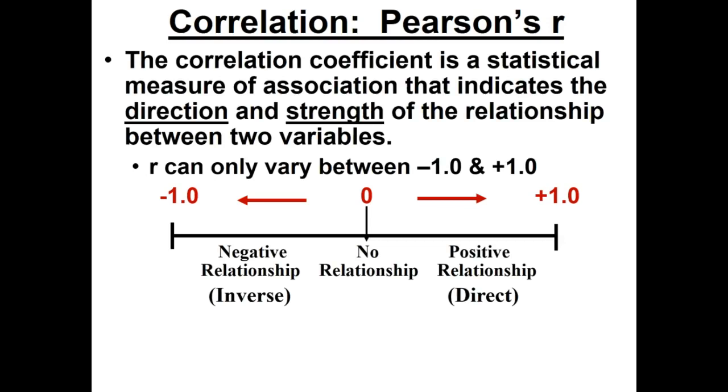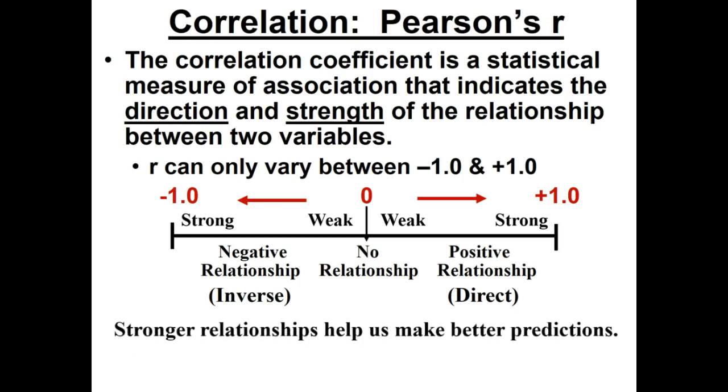And of course, there could also not be a relationship at all between the two variables. When there is no relationship between the two variables, the correlation coefficient will be 0, or very close to 0. The stronger the relationship between the two variables, the further away from 0 the correlation coefficient will be. Stronger relationships help us make better predictions when all we know is an individual score on one of the two variables.